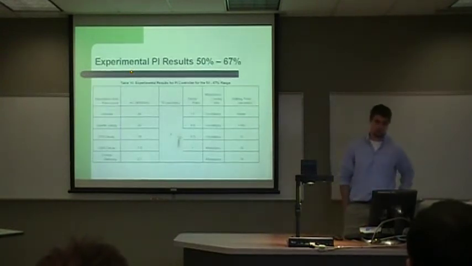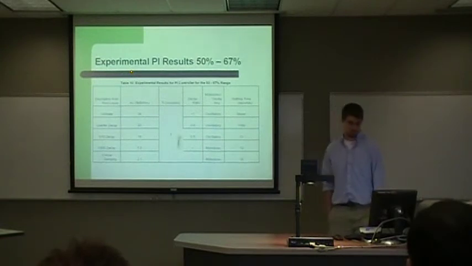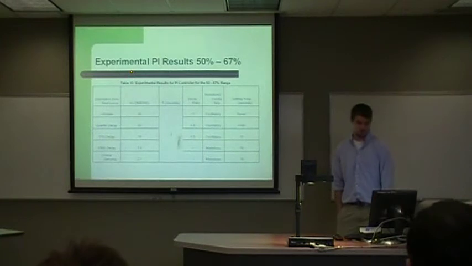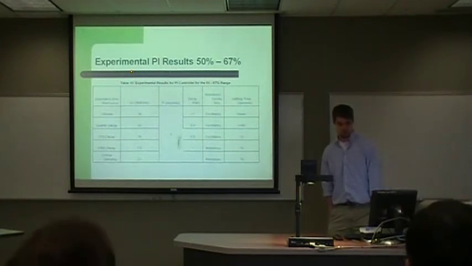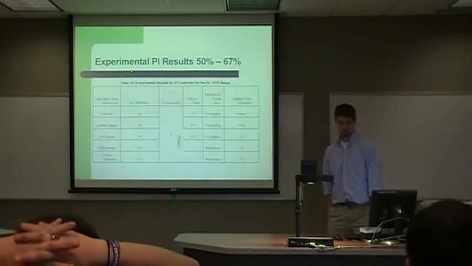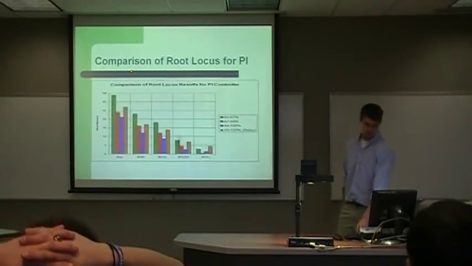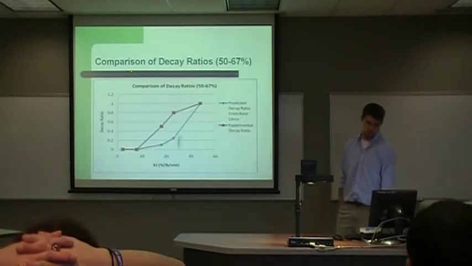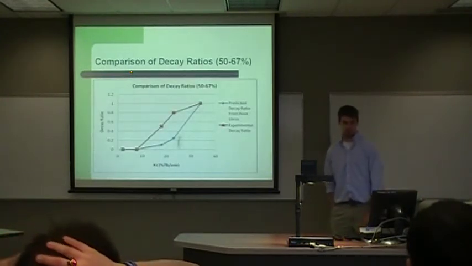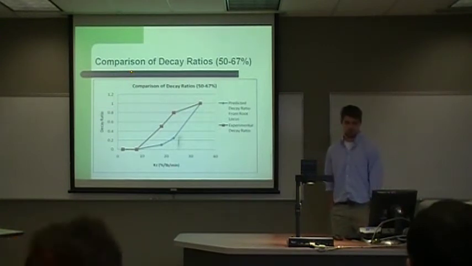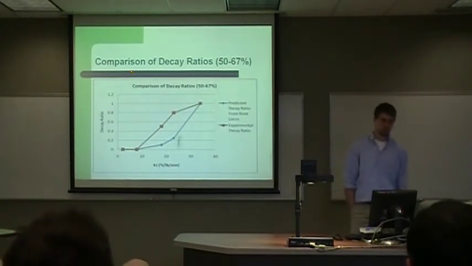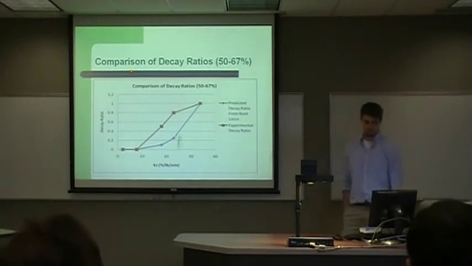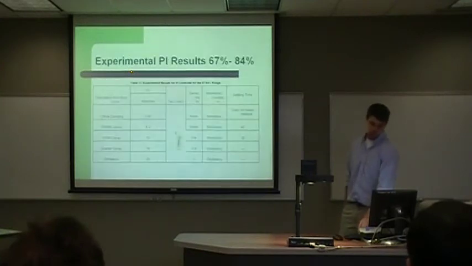Our experimental PI result for the range 50 to 67%: ultimate is 34, and our critical damp goes all the way down to 2.1. Oscillatory for a long time. Here's a comparison of decay ratios from experimental to root locus. As you can see, our experimental data has higher decay ratios than predicted from root locus. So root locus is proven to be an inaccurate prediction.